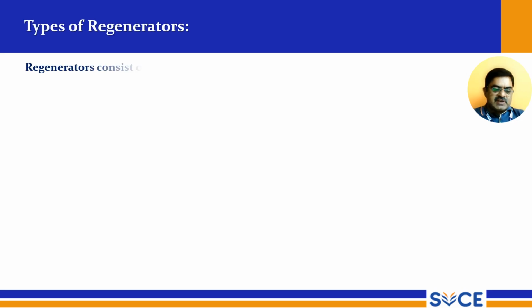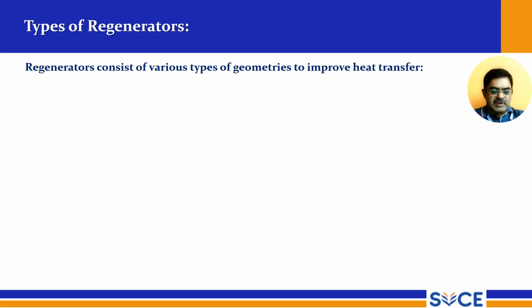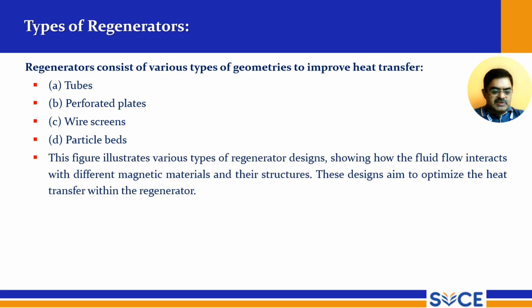So types of regenerators. Regenerators consist of various types of geometries to improve heat transfer, and one is tube and perforated plates, wire screens, particle beds. So the figure that we have seen illustrates various types of regenerator design, showing how the fluid flow interacts with the different magnetic materials and their structures. So these designs aim to optimize the heat transfer within the regenerator.